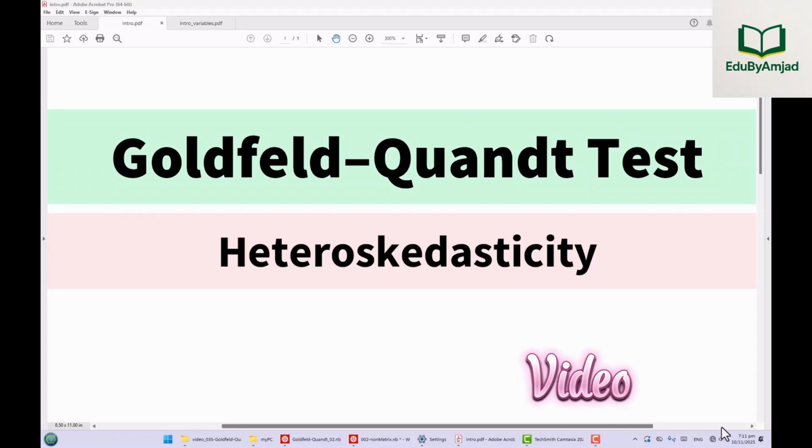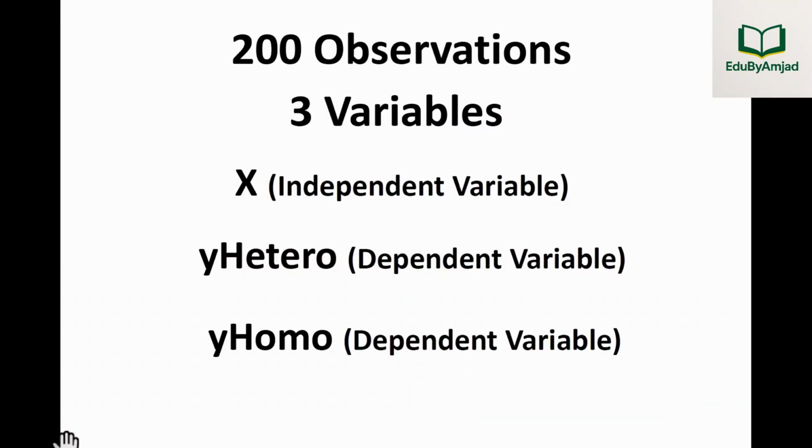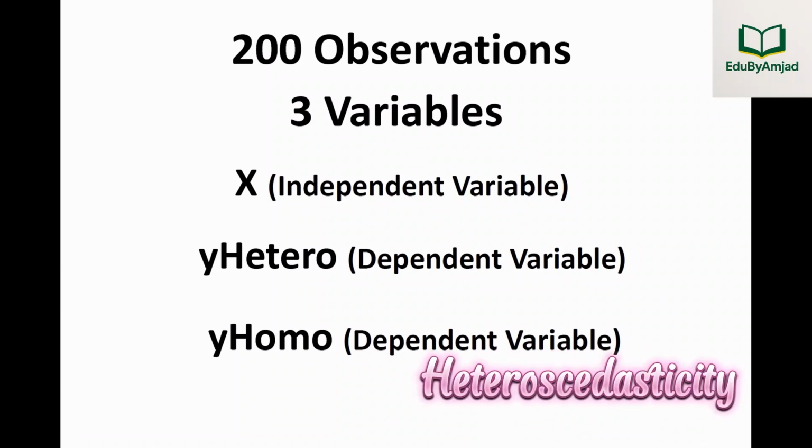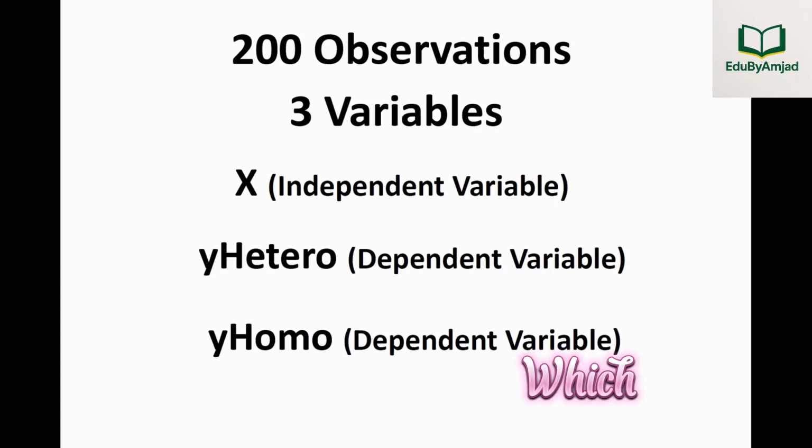In this video, we'll explain the Goldfeld-Quandt test, a statistical tool used to detect heteroskedasticity in regression models. We have 200 observations for 3 variables. The independent variable is labeled x. The 2 dependent variables are labeled y-hetero, which contains heteroskedasticity, and y-homo, which is homoskedastic.